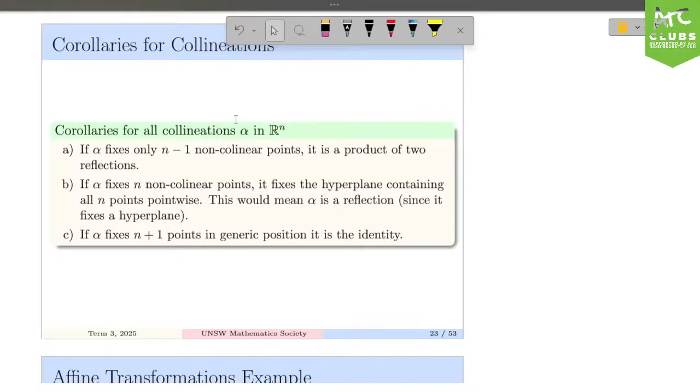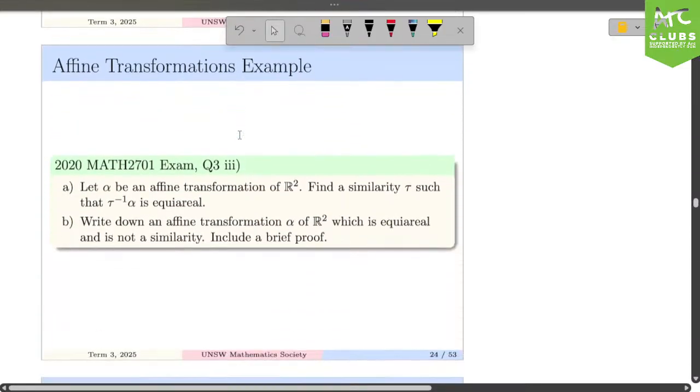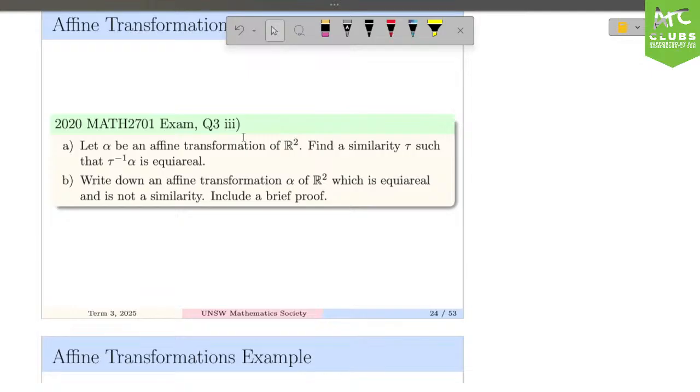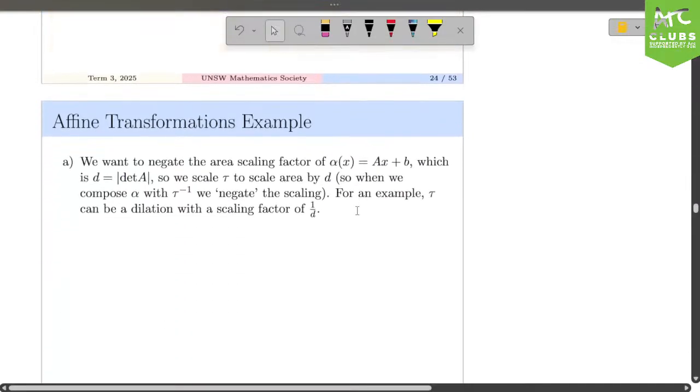Do you have any questions before we move on to the example? All right. Let alpha be an affine transformation of R2. Find a similarity tau such that tau inverse alpha is equiareal. Write down an affine transformation alpha of R2 which is equiareal and is not a similarity, including a brief proof. Would anyone like to have a hand at seeing how to solve any of these questions before I proceed? Anybody? Right. That's such an active class.